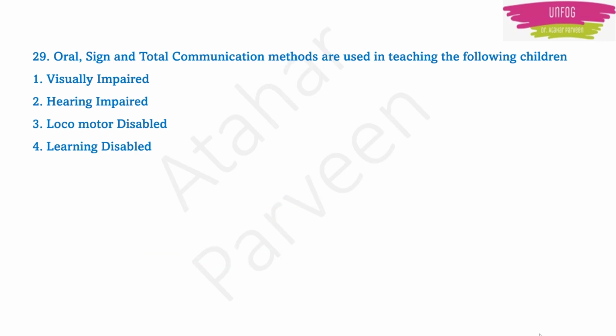Next, question number 29. Oral, sign and total communication methods are used in teaching the following children: visually impaired, hearing impaired, locomotor disabled, learning disabled. So any one of these children is to be taught by these communication methods: oral, sign and total communication. So the answer is hearing impaired.